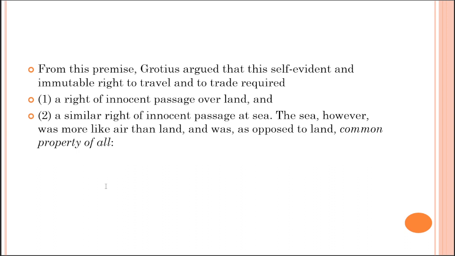From this premise, Grotius argued that this self-evident and immutable right to travel and to trade required a right of innocent passage over land and a similar right of innocent passage at sea. The sea, however, was more like air than land and was, as opposed to land, common property of all.